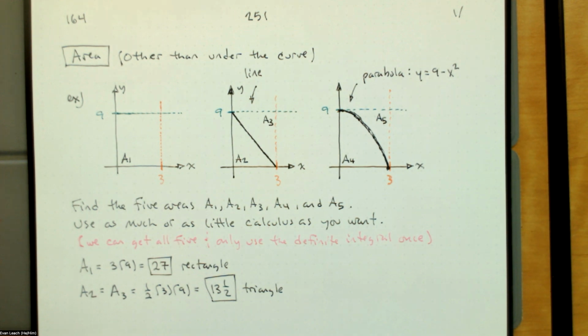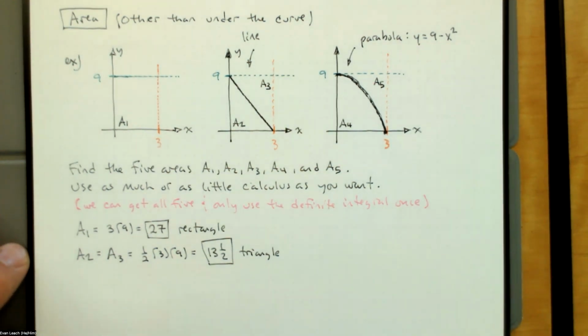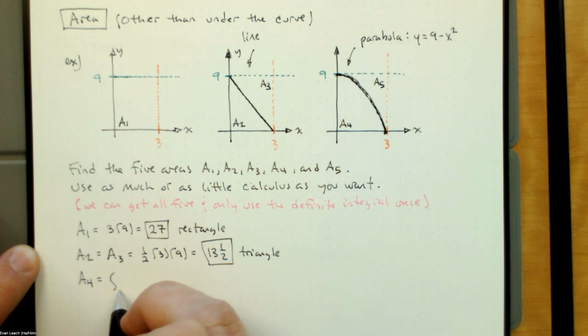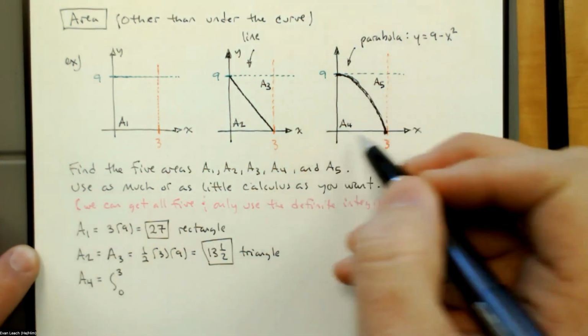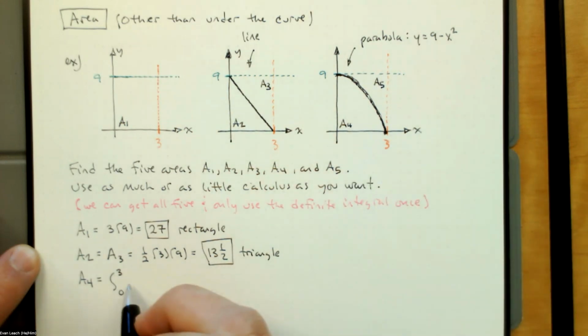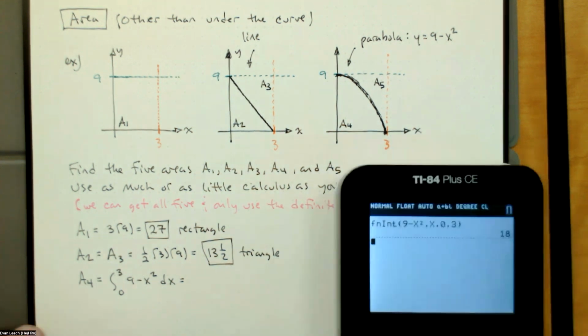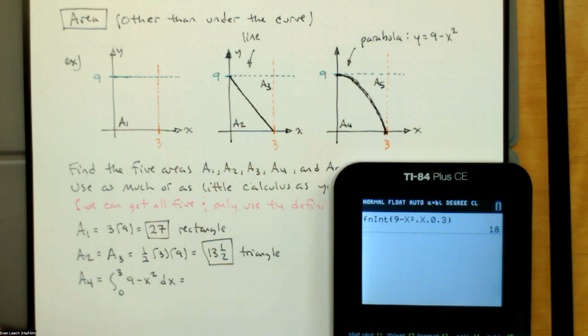So for A4, we'll use a definite integral, because this is a standard problem for a definite integral: find the area under a curve and above the x-axis, on an interval on the x-axis. So we just integrate the function 9 minus x squared dx. And we said use as little calculus as we want, so I'm not even going to find the antiderivative. I am just going to calculate this on my calculating machine. So that is the one that we're going to have to use a definite integral on, or at least the easiest one that we can use a definite integral on.